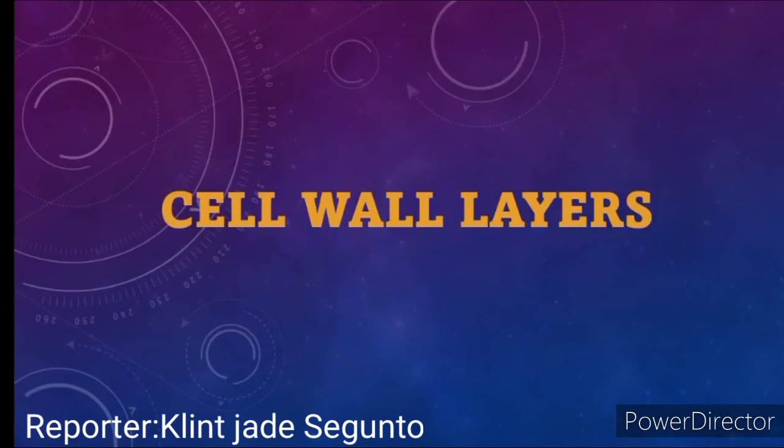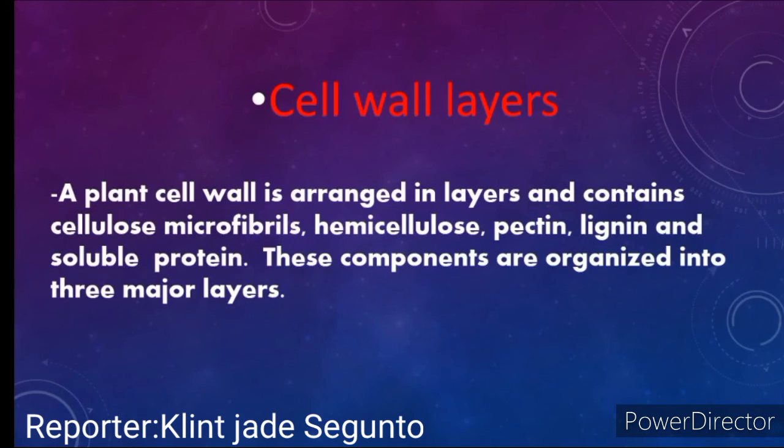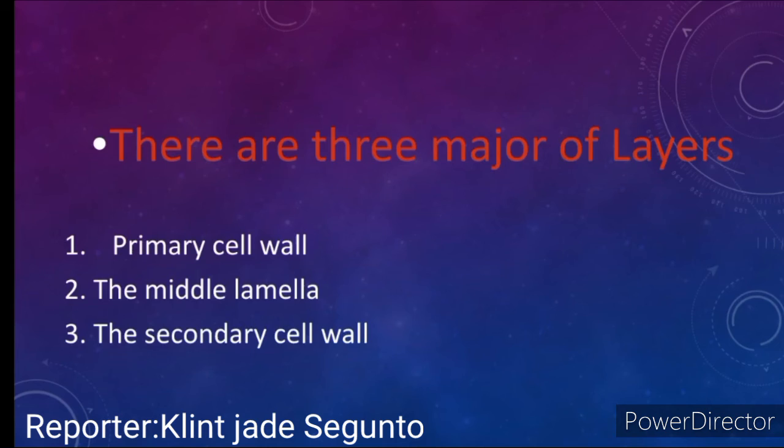Good evening, everyone. Now we'll tackle cell wall layers. A plant cell wall is arranged in layers and contains cellulose microfibrils, hemicellulose, pectin, lignin, and soluble protein. These components are organized into three major layers.